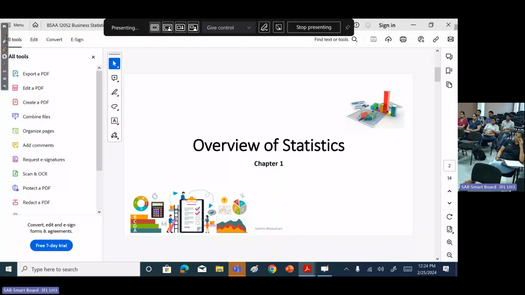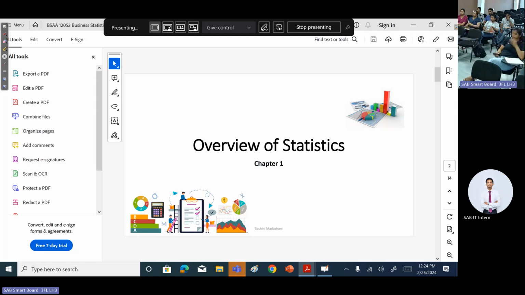This is the first chapter. Okay, session number 1, overview of statistics. Before starting the subject, we want to study what the subject is. What is statistics? That means an overview of statistics.